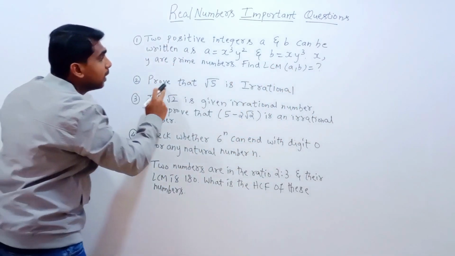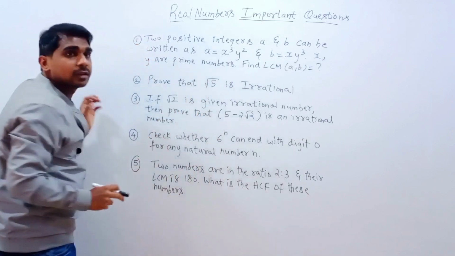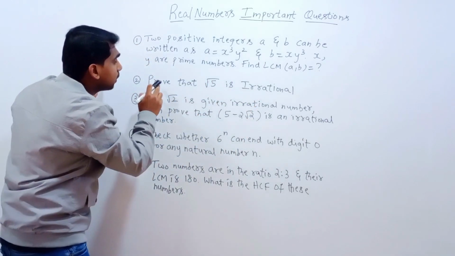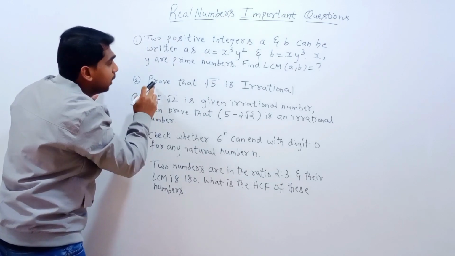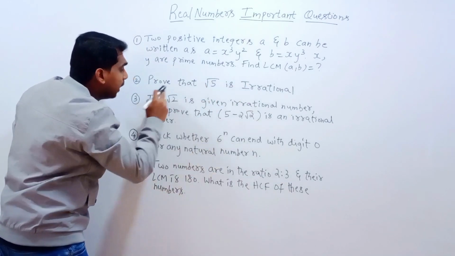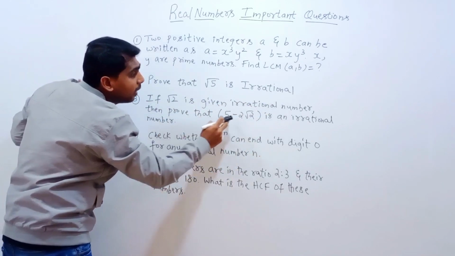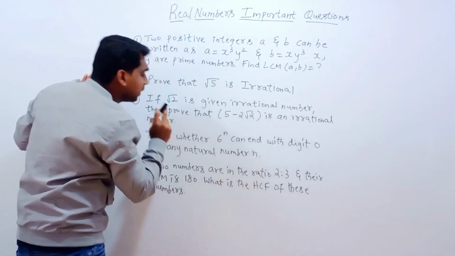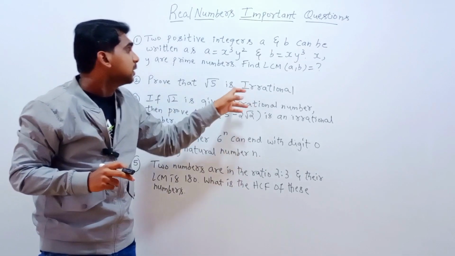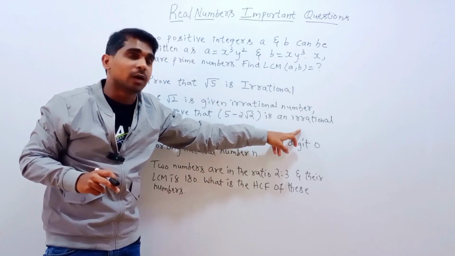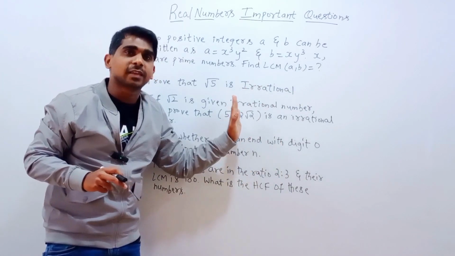Now, second question. Prove that root 5 is irrational. This question has been asked many times. Now, they can also give it in this way: prove that root 5 is irrational, or they can give, if root 2 is given as an irrational number, then prove that 5 minus 2 root 2 is an irrational number. Okay? This question will be given for 3 marks. This question will be given for 2 marks. Both the procedures are the same.